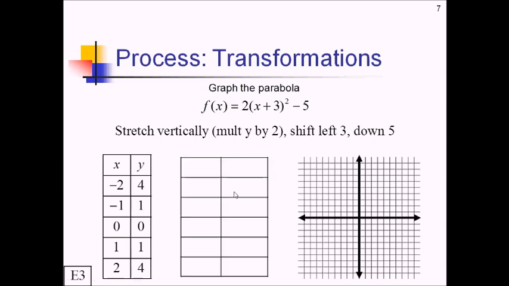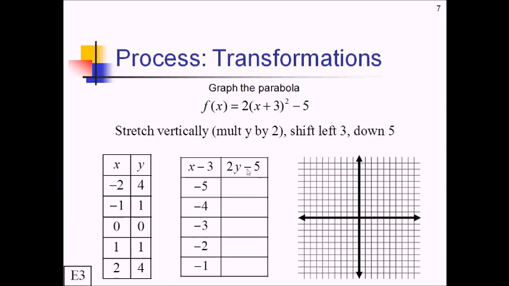Let's put all that on our table. So x, we're shifting left 3. That means we have to subtract 3 from the x values. For y, we have to multiply by 2 and then subtract 5. Again, PEMDAS requires multiplication to happen before addition and subtraction. Let's go through now and fill in this table. So we have -2 minus 3, that's -5. -1 becomes -4. Then we get -3, and yes, these keep going up by 1. 1 minus 3 is -2. 2 minus 3 is -1.